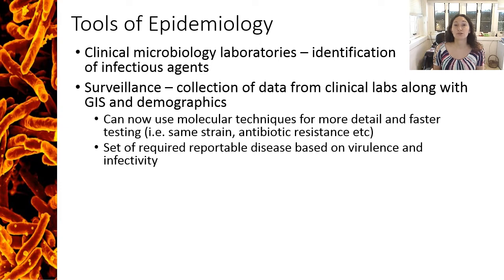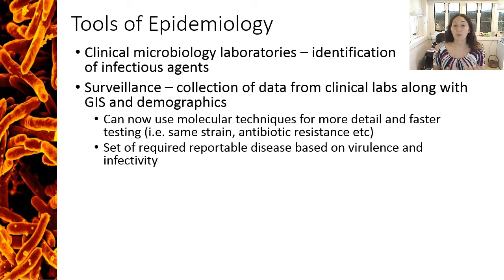We can also now do surveillance using molecular techniques. This allows us, one, faster diagnoses, so we can get the identity of the pathogen quicker, but also more detail. So we can look to see, is it the same strain? If you have a bunch of E. coli cases and you're trying to figure out, are those connected to each other? You're going to want to know what strain of E. coli it is, as there are lots of different types of E. coli out there. By doing the molecular methods, you can say, yes, these are all the same type, which means they probably all contracted this disease in the same way or from the same source.